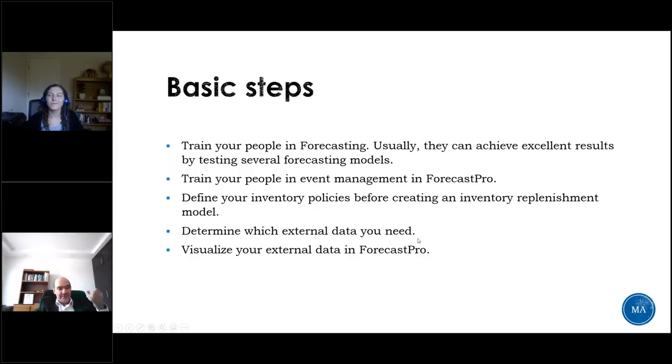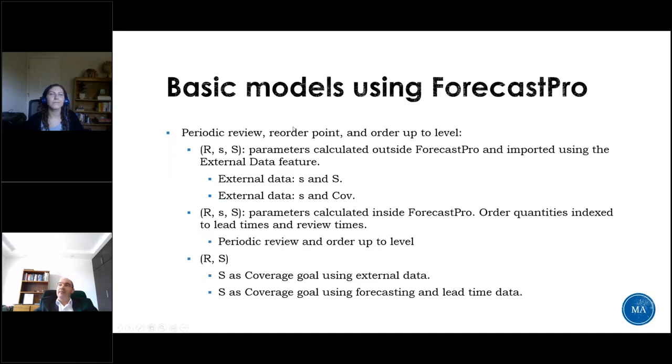Okay, so also try to determine which external data you need. External data, I'm talking about in-transit inventory, on-hand inventory, and maybe some other external data that you must read from your database. Today, I'm going to read it from Excel files, but you should be reading those from databases. And visualizing your external data in ForecastPro is very, very important.